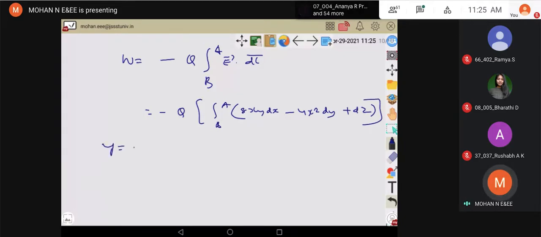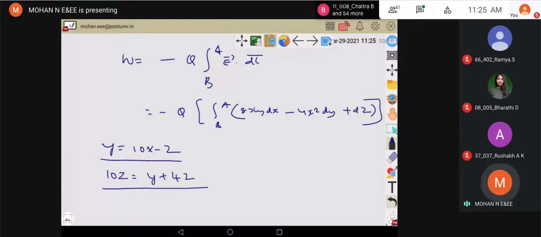So y is equal to 10x minus 2 and 10z is equal to y plus 42. Okay, these two equations you can solve, substitute here, and you'll get the answer. Apply the limits also, and the answer will be 1530 joules.